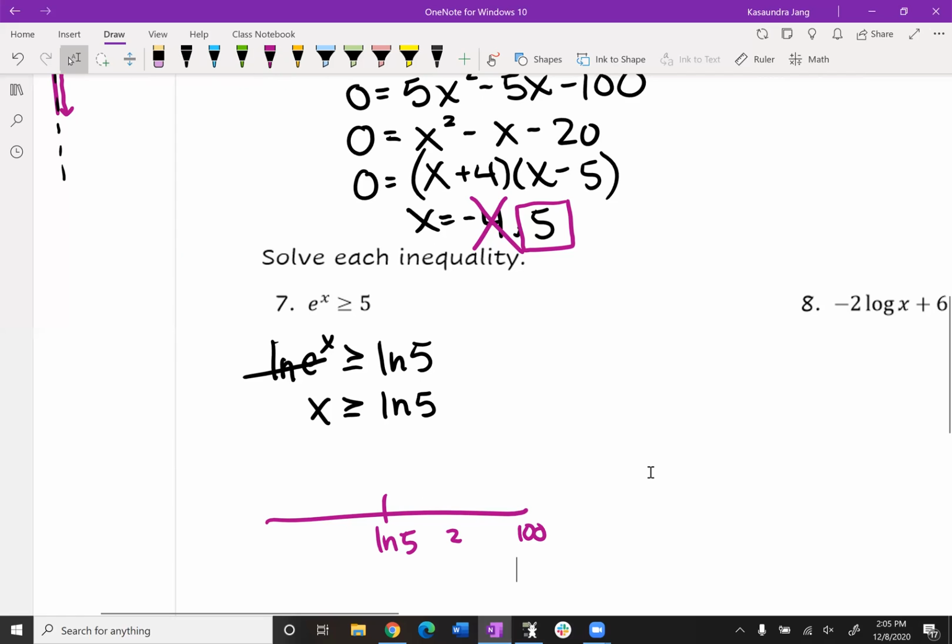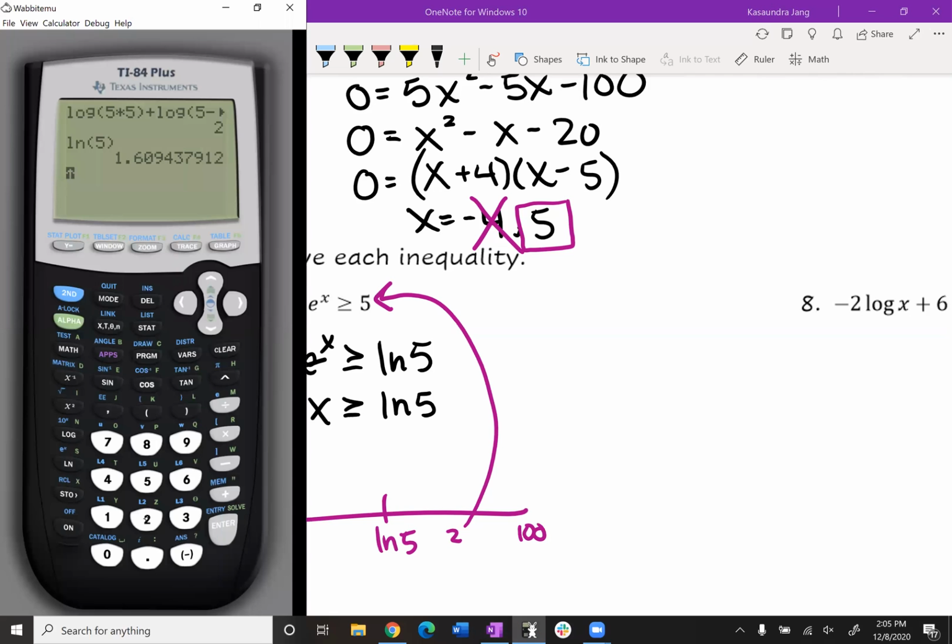And here's how I test it. I plug that number into my original. I'm not plugging it into my answer. I'm plugging it into the original problem. And I'm trying to see if this actually works. So in my case, I'm testing a 2. Does e raised to the power of 2 actually come out greater than or equal to 5? That got me a 7.3, yada, yada. That's greater than or equal to 5. That works. Even if you guys chose a way bigger number.